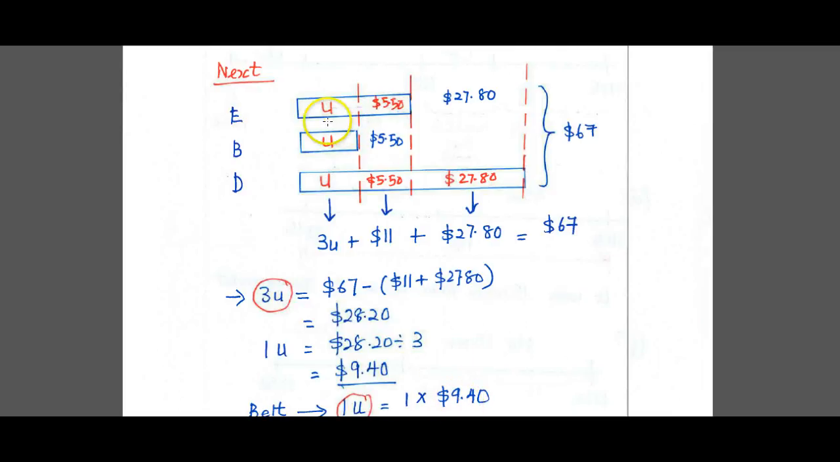That's all. That's what you asked for. $9.40. If you were asked for the cost of the earrings, all you have to do is 9.40 plus 5.50. What is the cost of the dress? 9.40 plus 5.50 plus 27.80. For this question, you are only being asked for this part only, the cost of the belt.